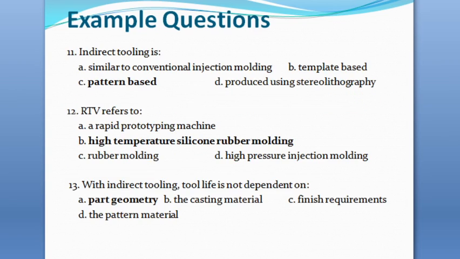Then 11th one, indirect tooling. Similar to conventional injection molding, template based, pattern based, produced using SLA. Indirect tooling is used similar to the pattern based method. RTV is room temperature vulcanizing. RTV, room temperature vulcanizing, refers to high temperature silicone rubber molding. It is a process used in rapid tooling.